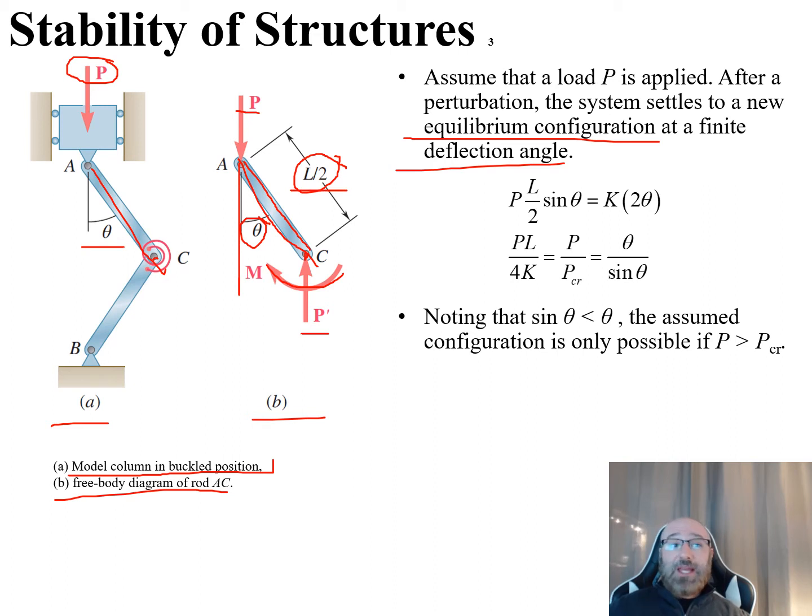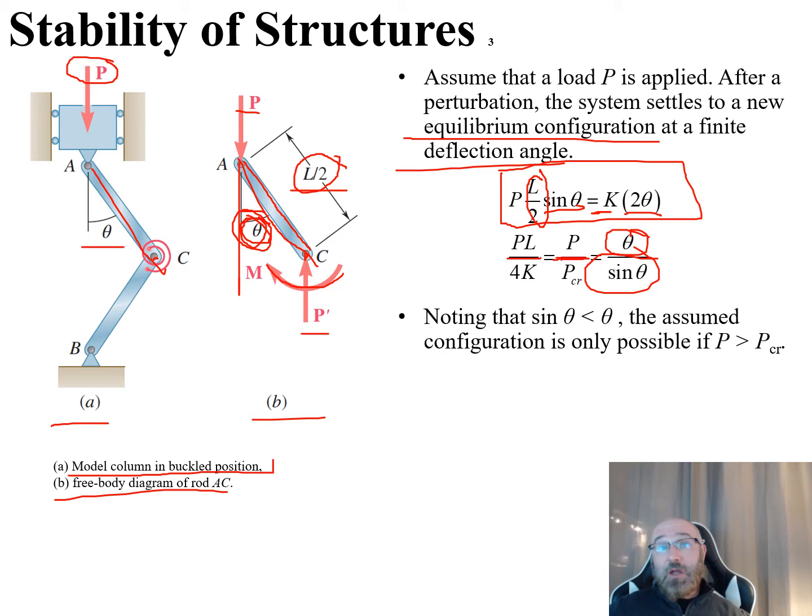So now we can relate these back to the equations that we see here. We have P times that length of L over 2, times the sine of theta, where again, this is our angle theta right here. This is equal to our spring constant K times 2 theta, that same relationship there. Now we can rearrange that, move it over, and we end up with P times L over 4K, which is equal to P over P critical, our critical load, which is equal to theta over the sine of theta.